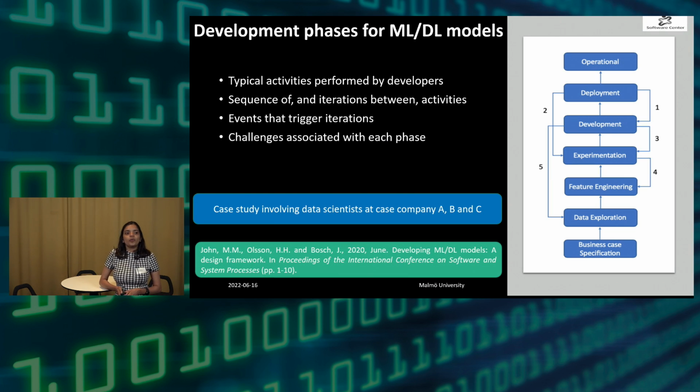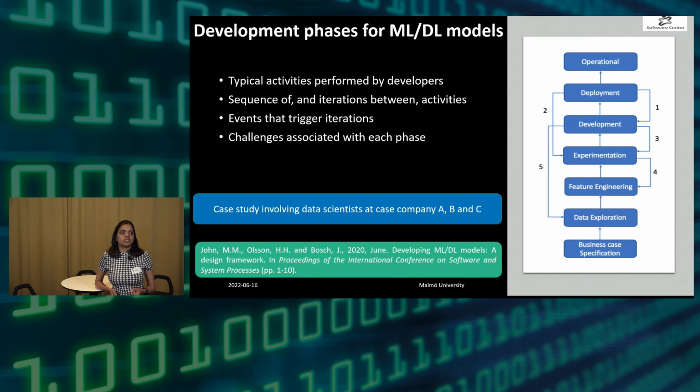In the very beginning of the research, as I mentioned, when we asked practitioners in companies how they develop machine learning or deep learning models, they never had a defined answer. So we thought we would try to come up with a process that they should follow so that they can come up with high performing machine learning and deep learning models. The activities were business case specification, data exploration, feature engineering, experimentation, development, deployment, and operational phase.